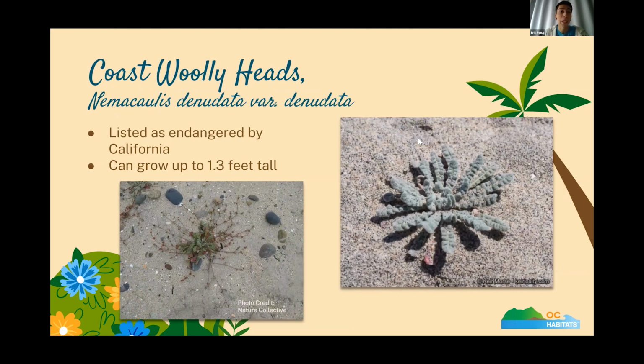We also have the coast woolly heads, scientific name Nemacaulis denudata var. denudata. These are listed as endangered by the state, and that's because of habitat loss as well as trampling. A lot of people look at this plant and think it's dead because of how small and dried up it looks, but it's very much alive. A lot of coastal dune plants look gray and misshapen and sad, but they are alive. And this is an annual plant. It's actually a form of buckwheat, and they have leaves that are covered in white woolly hairs. Their flowers turn from a greenish white to a red, and they can grow up to 1.3 feet tall.